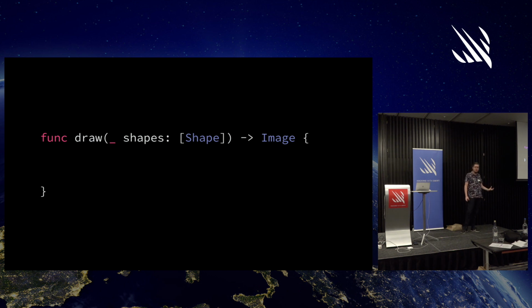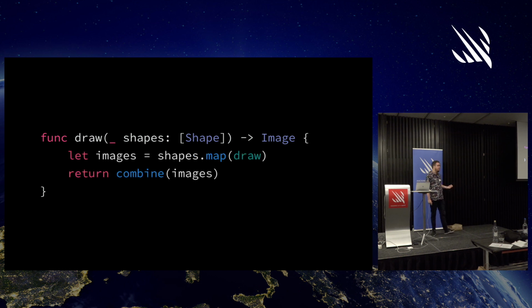that lets me draw a single shape. Let me now take that draw function and map over the array of shapes that I get passed in. I'm going to get an array of images back. And then I'm just going to write some kind of combine function that takes that array of images and just makes it so that it's just one image. Now, this is, again, a simple implementation. It's just 2 lines. But if we think about it for a little bit, it's not very efficient.